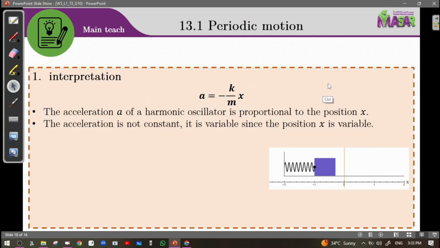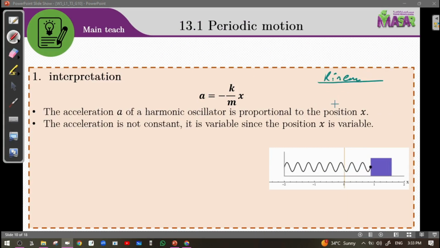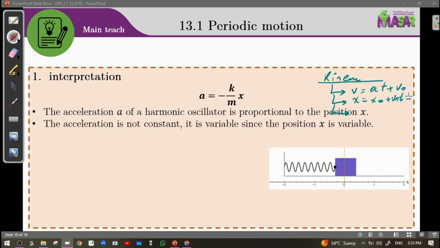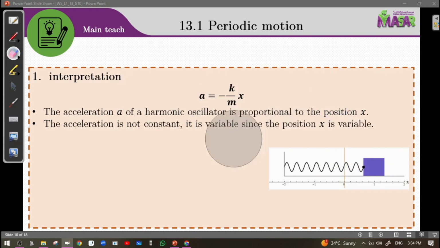And the kinematics here cannot be applied in this situation. What do I mean by kinematics? The big five equations, such as v is equal to at plus v0, x is equal to x0 plus v0t plus half at squared. All of these equations are not applicable here, because they assume that the acceleration is constant, and in our case, in simple harmonic motion, the acceleration is not constant anymore.